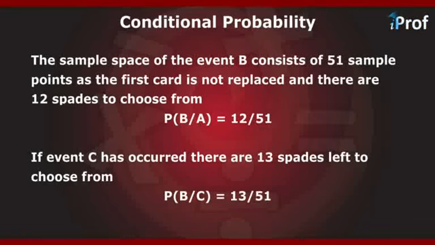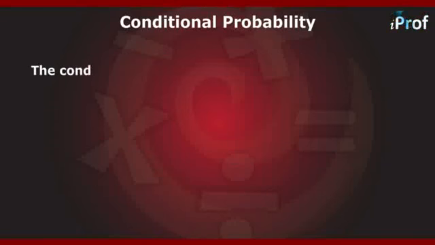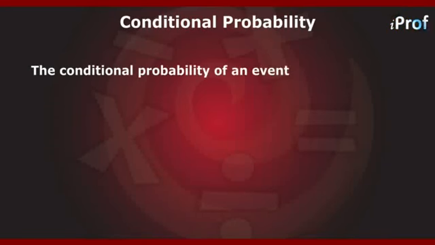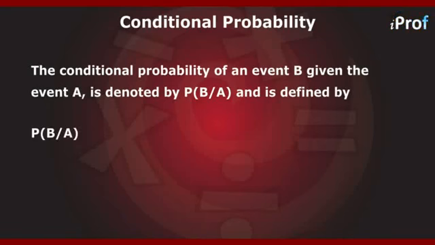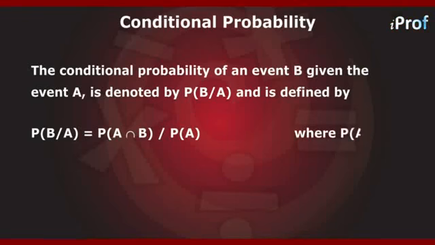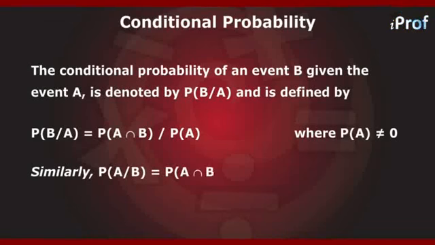The conditional probability of an event B given the event A is denoted by P(B|A) and is defined as P(B|A) is equal to P(A intersection B) / P(A), where P(A) is not equal to 0. Similarly, P(A|B) is equal to P(A intersection B) / P(B), where P(B) is not equal to 0.